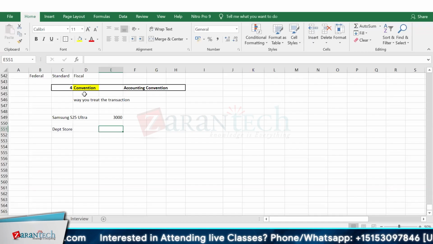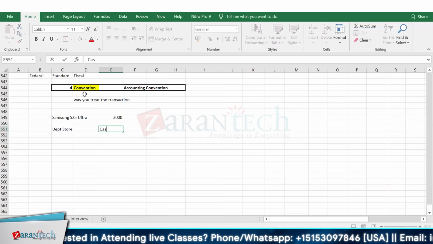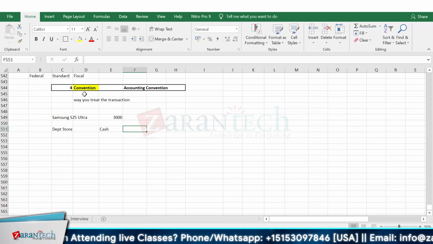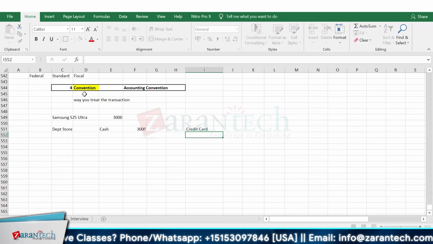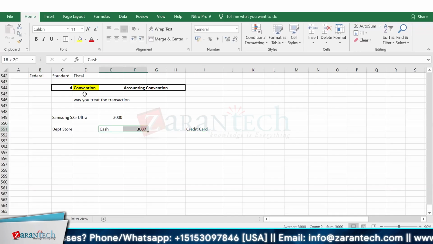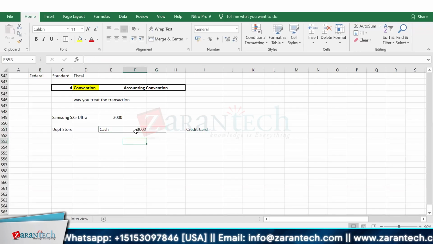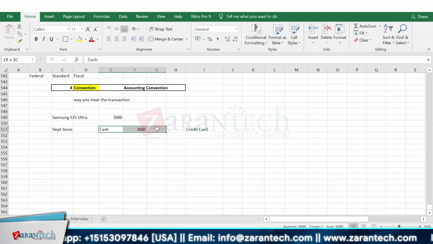Now, paying this amount of $3,000: if you have cash in your hand, then obviously you pay it. But if you don't have it, then you will pay through credit card. If you pay the $3,000 in cash to the departmental store, the transaction ends there. There is no liability on you. You take the phone, the department store receives the cash, and the transaction is completed.